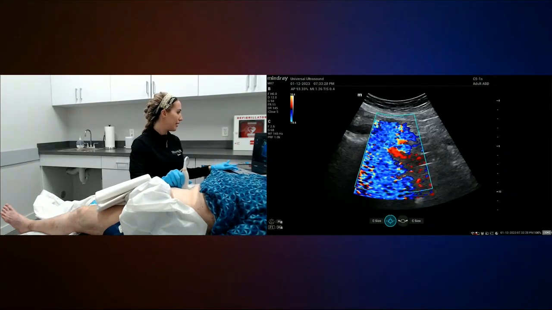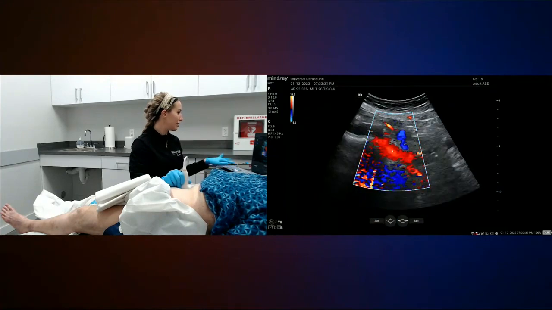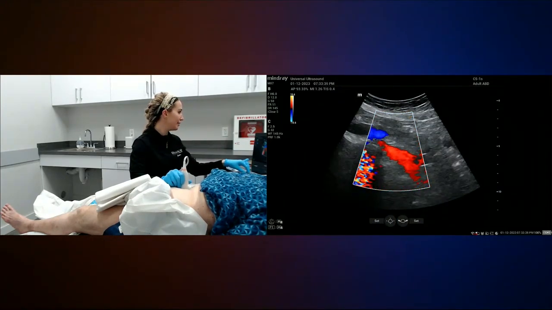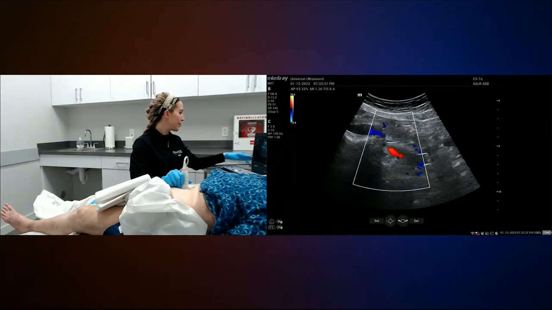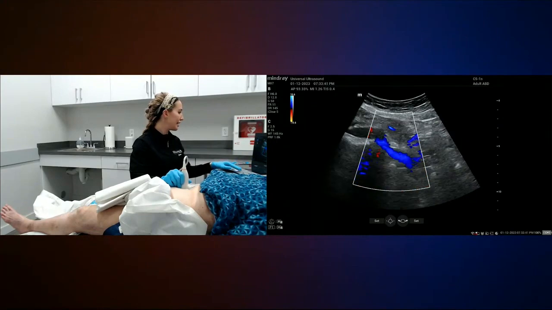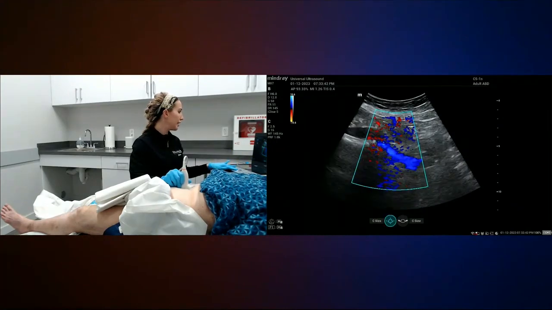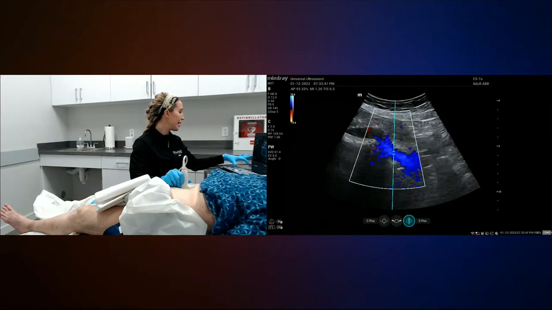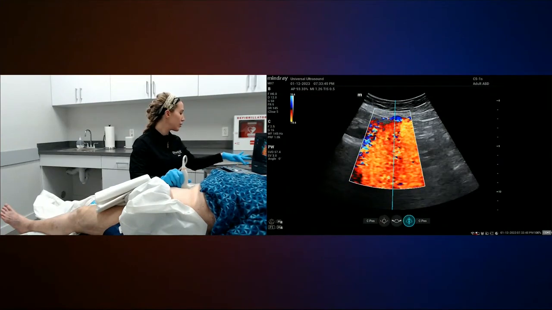I'm going to put my color on. Again, this splashing of the color flow is due to bowel gas, so we can just image optimize again. And then I'm going to invert my color to put it on blue. So again, I don't see any aliasing here. Flow looks laminar. So I'm going to put my Doppler here. Again, and I'm going to angle correct here as well.